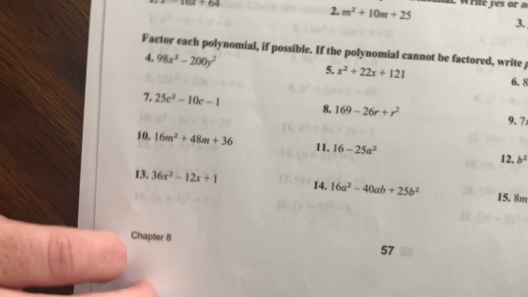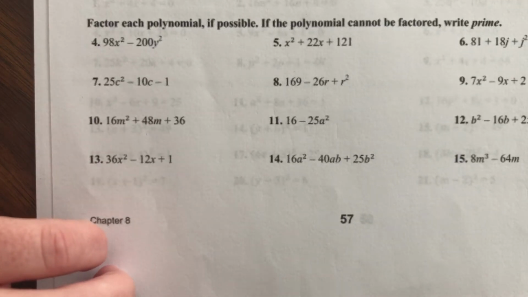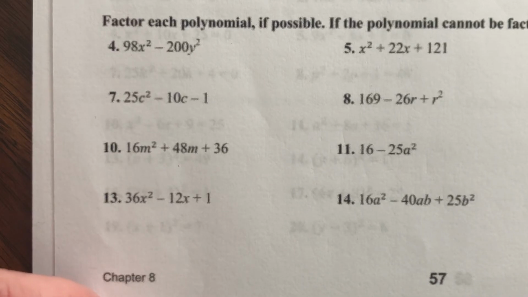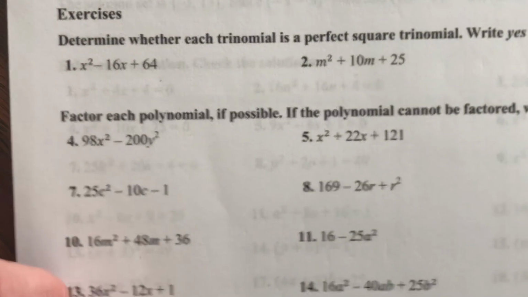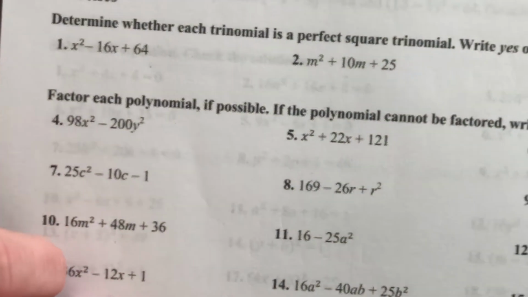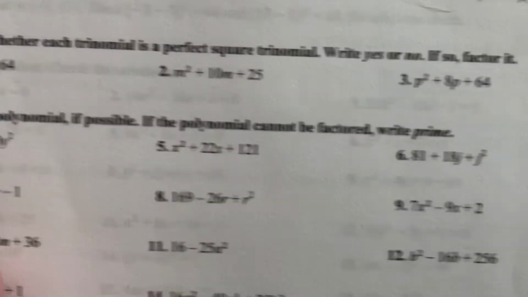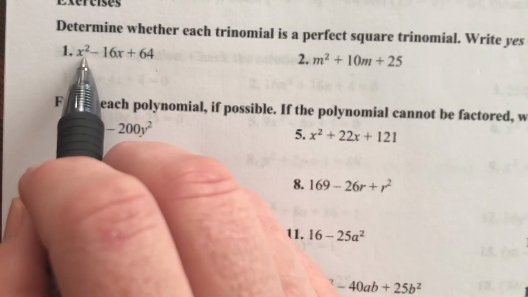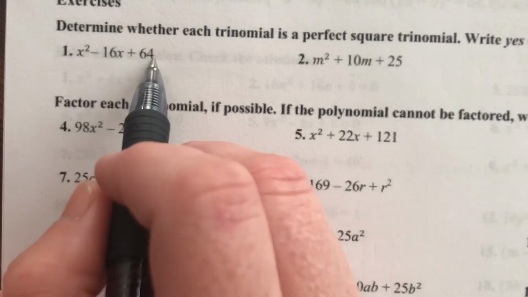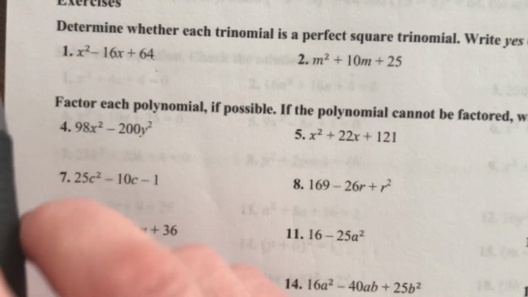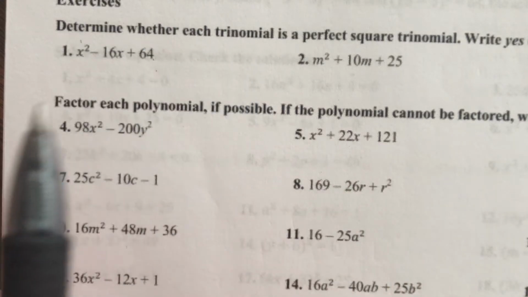All right, coming down here to our exercises. We won't do all of them, we'll do a few. It says, determine whether each trinomial is a perfect square trinomial. Write yes or no. If so, factor it. All right, so for this first one, let me get this straight. First term has to be a perfect square. It is. Last term has to be a perfect square. It is.